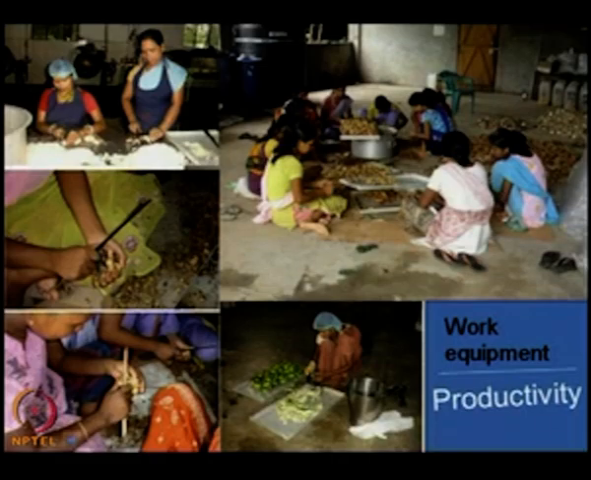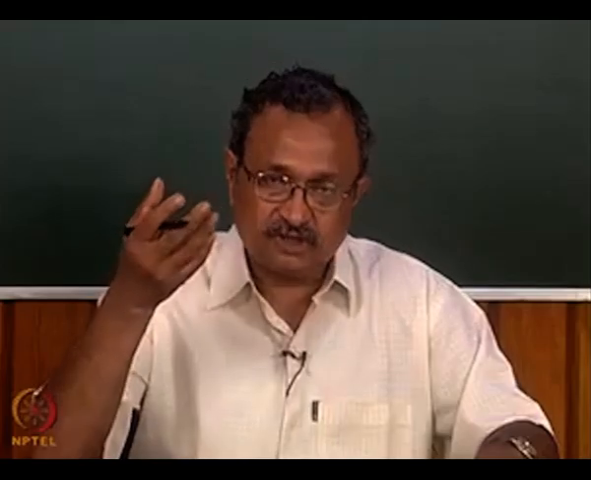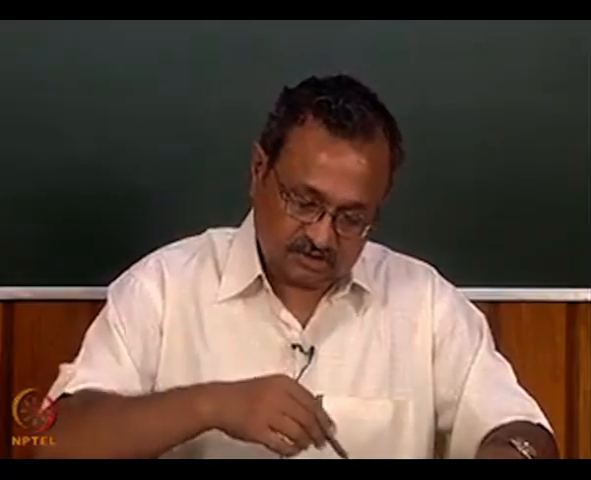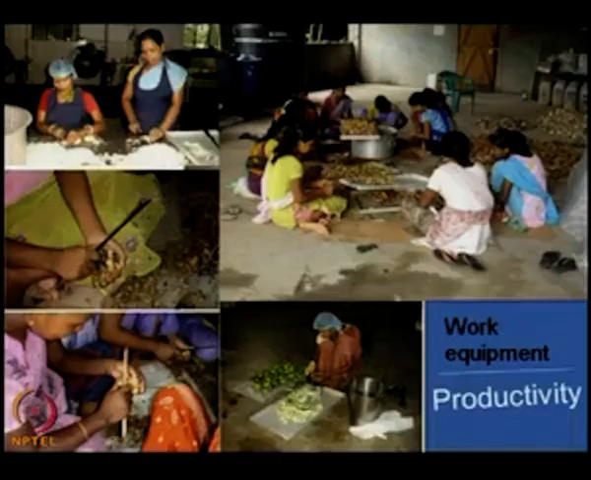Now, another area, work equipment and productivity. In this case, this is a fruit processing unit where, depending on various fruit and vegetables available in the market, these ladies make various food products. Like in this case, a pickle making operation, ginger pickle making, and in this figure it is said that while cleaning the skin of ginger, using a metal knife and using a split bamboo stick, this bamboo stick also works well.